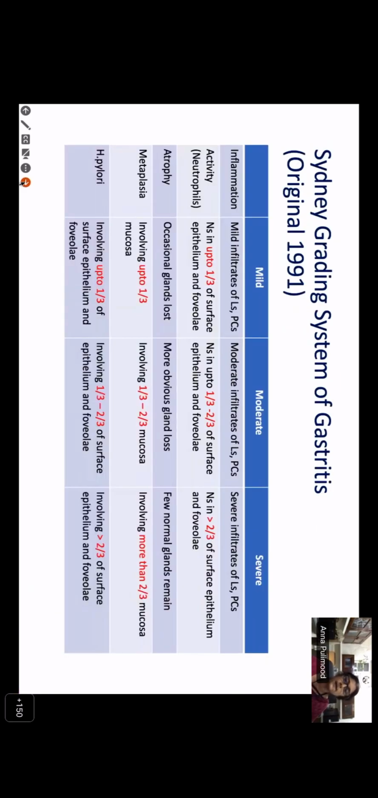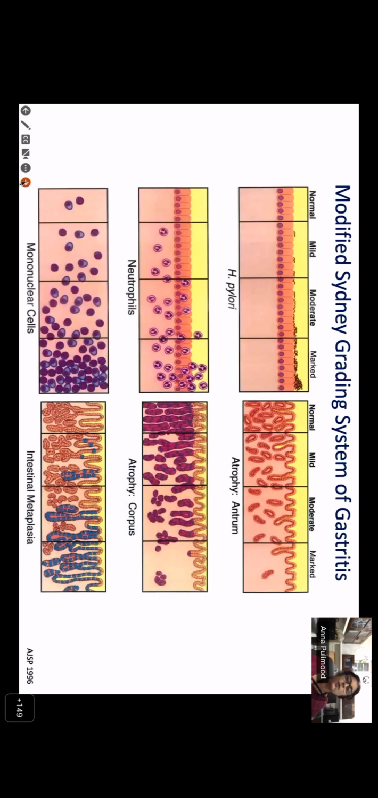Okay, so the Sydney grading system originally used the number of foveolae or the number of glands affected as 1/3 to 2/3, more than 2/3 for grading gastritis. But then this visual analog scale came up, and this is the scale that is currently used for grading the different histological variables of chronic gastritis.